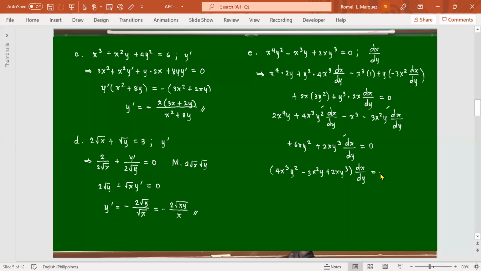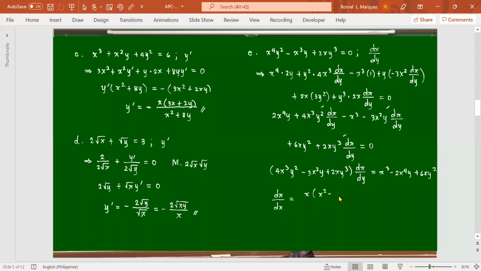On the right side, we have x cubed minus 2x to the fourth y plus 6xy squared. Am I correct, children? What is the derivative of x with respect to y? Guys, x is common, no? Factor it out.